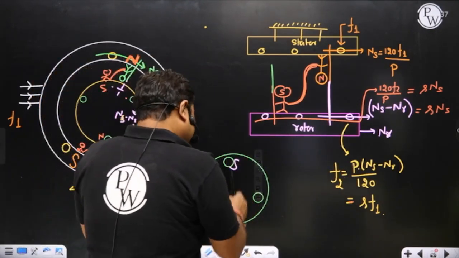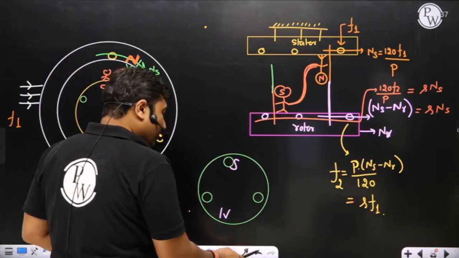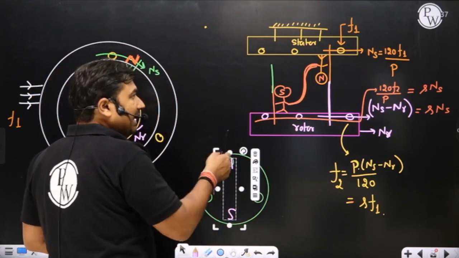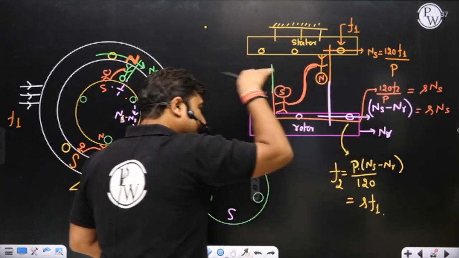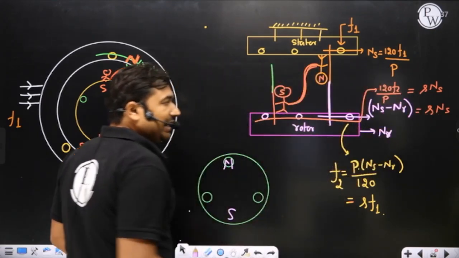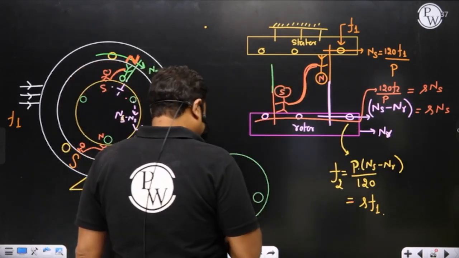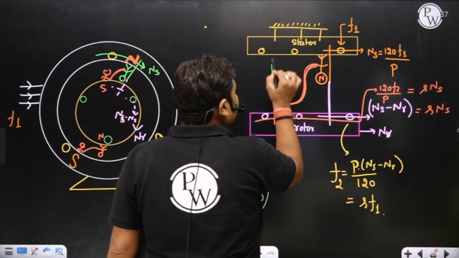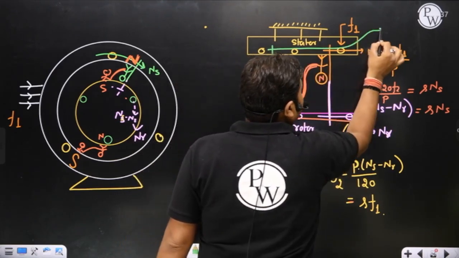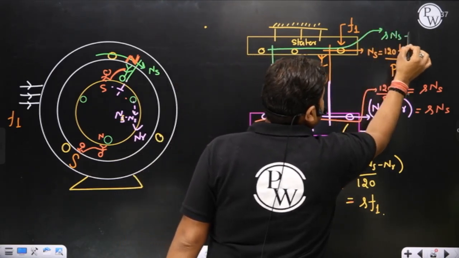And now this field is moving with respect to rotor winding at a speed of s Ns. Rotor itself is moving at a speed of NR. Then with respect to stationary winding, the speed of rotor field will be, sir, s Ns plus NR.